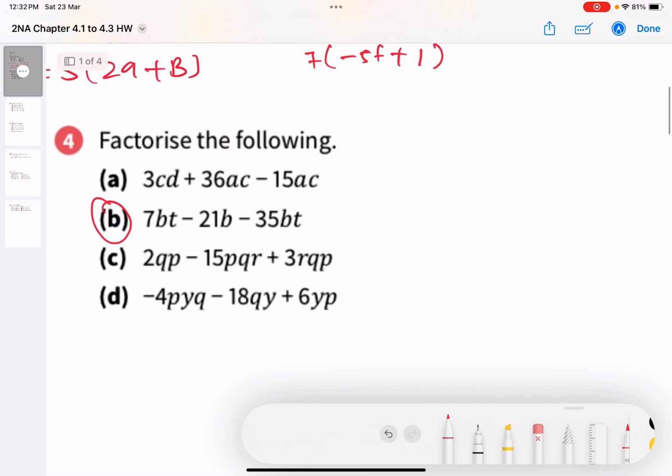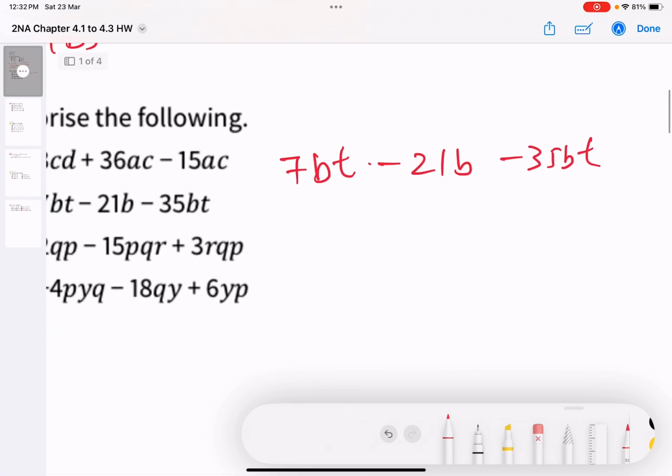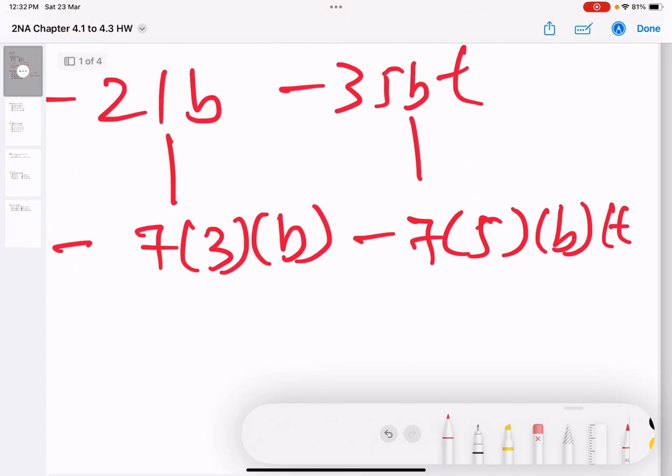Okay, question number 4, factorize the following. Now I have 7bt minus 21b minus 35bt. So again, here is 7 times b times t, minus 21 is 7 times 3 times b, here is minus 7 times 5 times b times t.